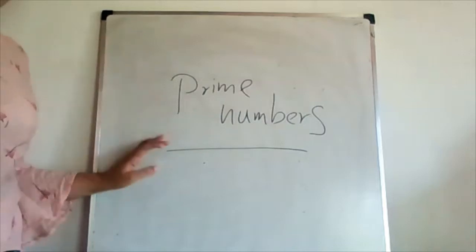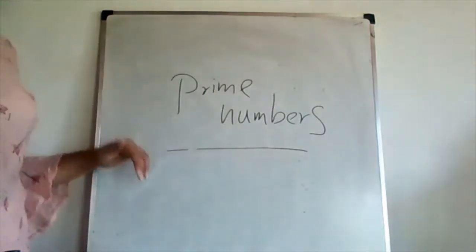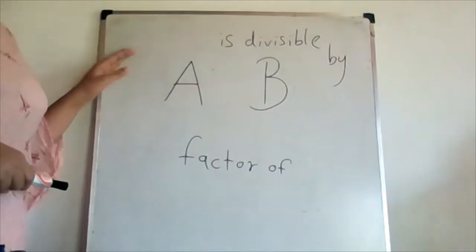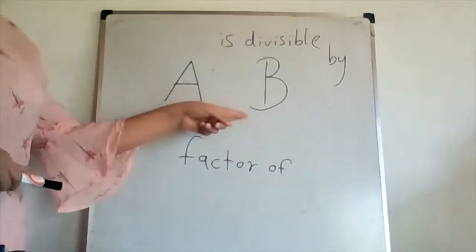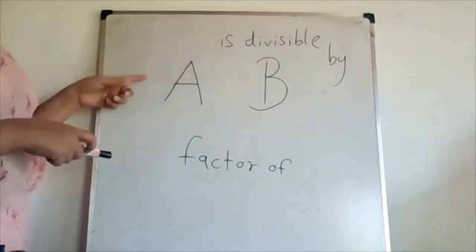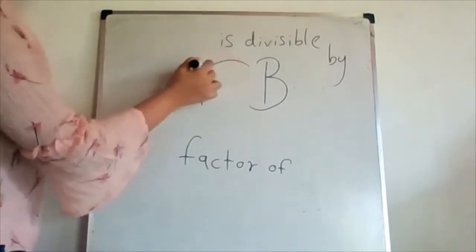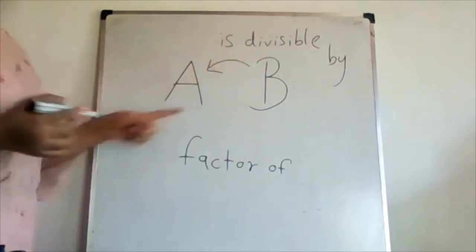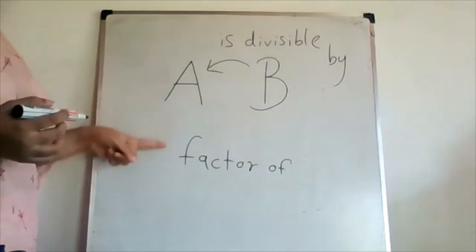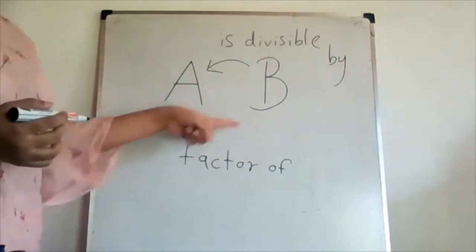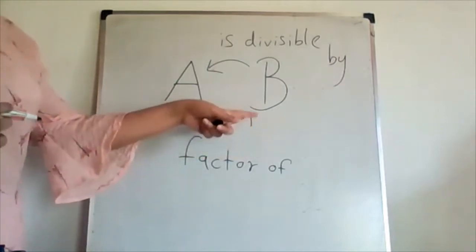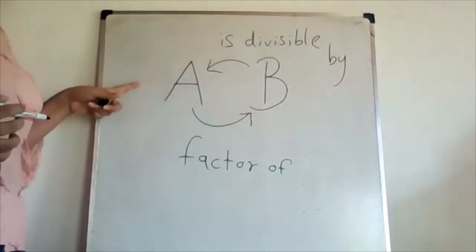In mathematics, most often we need prime numbers, and that's why in this video we're going to discuss prime numbers. Let's say there are two numbers, A and B. Say B is divisible by A. If B is divisible by A, then A can be called a factor of B.